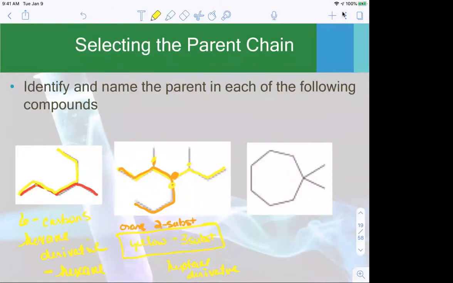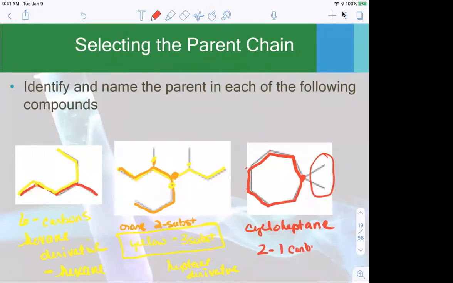On this compound, I want to look at the longest connected chain. It's going to be the cycle, right? I go here and I stop. These guys are going to be substituents. Just because this is connected, I'm looking at the largest cyclic structure that's connected. So this is 1, 2, 3, 4, 5, 6, 7. This is going to be a cycloheptane derivative that has 2 1-carbon branches.